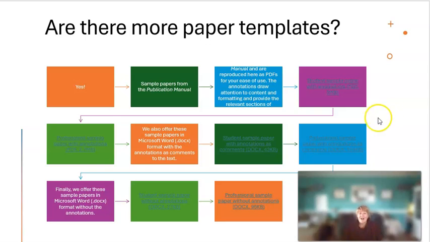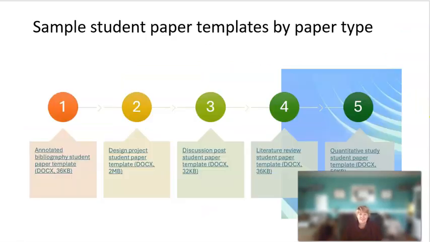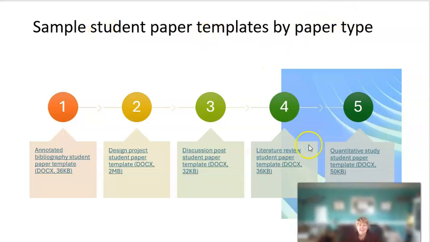apastyle.apa.org website under papers and paper templates. They're also hyperlinked, of course, in this PowerPoint presentation. Sample student paper templates by paper type include things like quantitative study, literature review, discussion post student paper template, design project student paper template, and again, annotated bibliography.